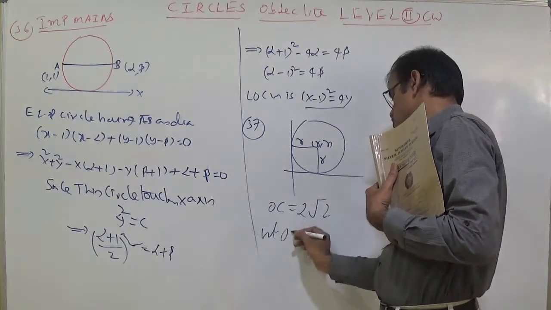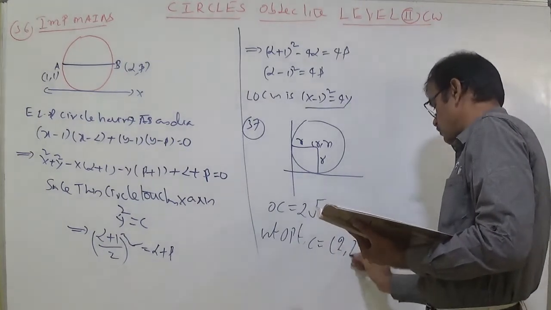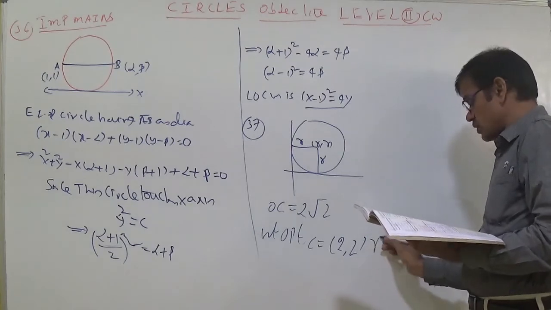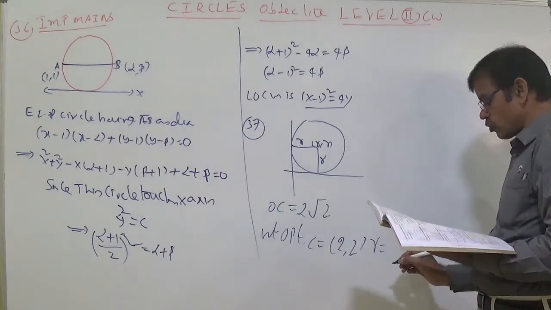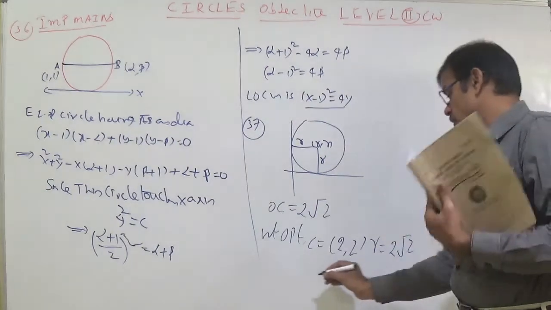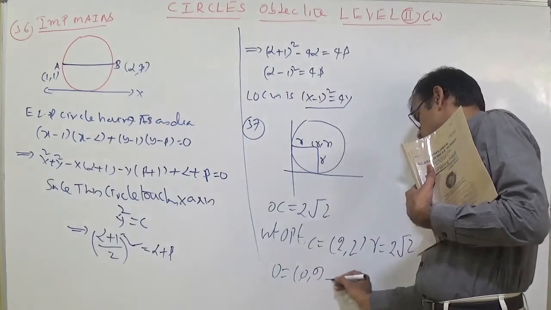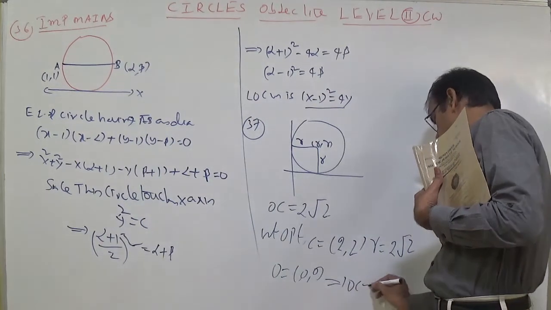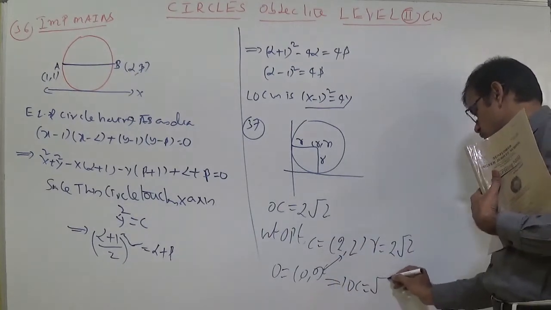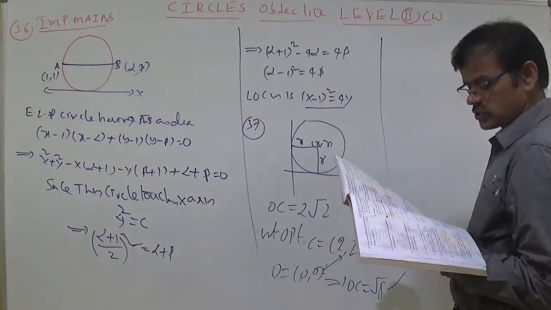So verify the first option. The first option center is (2, 2). Of course you can take plus or minus, you will get the same answer. And r is equal to root of 4 plus 4, that is root 8, which is 2 root 2. From the origin O is (0, 0), that implies OC is the distance between (0, 0) and (2, 2), which is root of 4 plus 4, root 8, that is 2 root 2. That's all. So 37 is verified, first option.